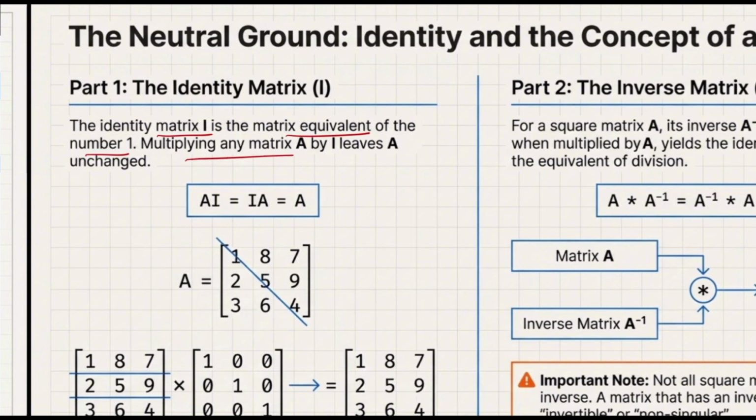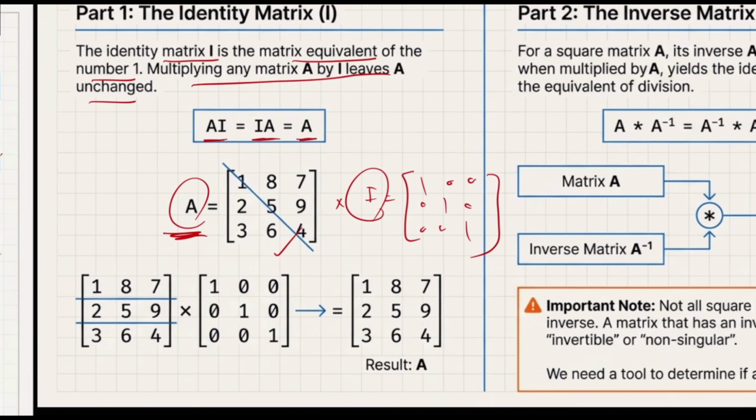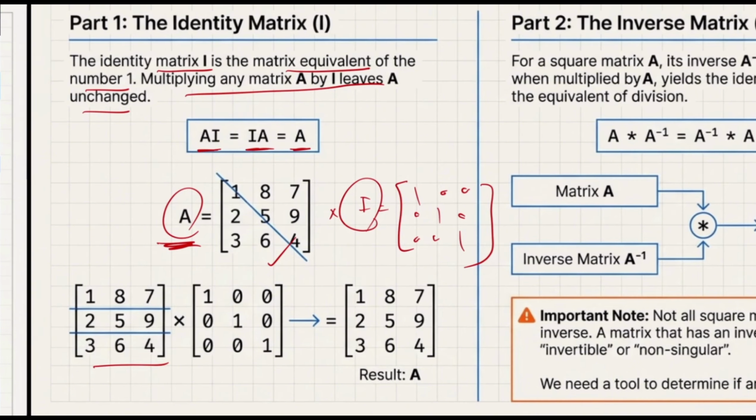Multiplying any matrix A by I leaves A unchanged. It means that I times A is equal to A. Imagine that A is 3 by 3. So I should also be 3 by 3. So I have 1, 0, 0. I would like to prove that multiplying by this gives the same value. So I have A, right? And I have this I.